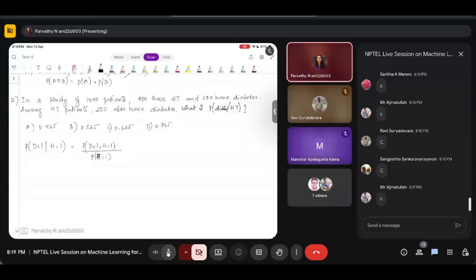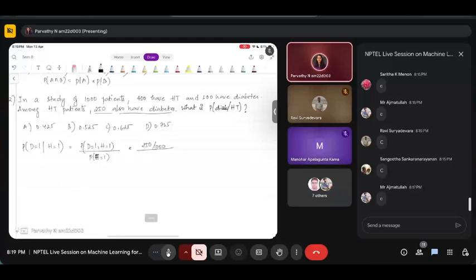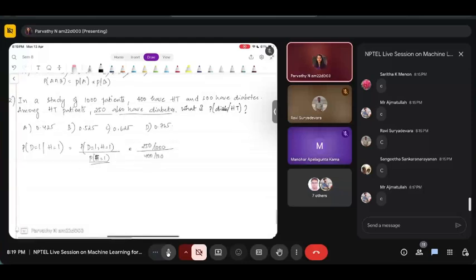So in this case, this is 250 because 250 also have diabetes. So 250 has both diabetes and hypertension, and fully hypertension is 400. So it is 250 by 400, which is equal to 0.62.